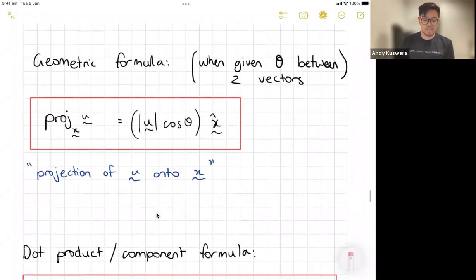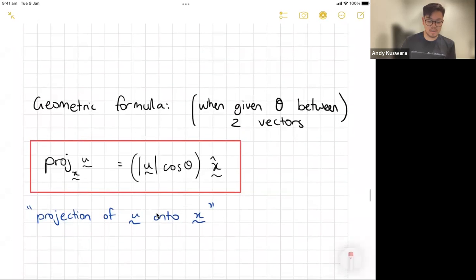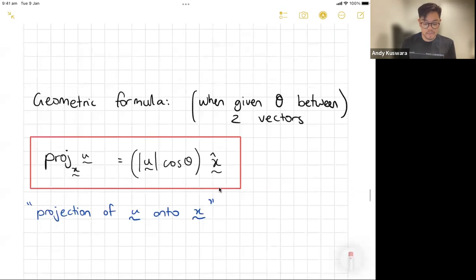You're given a geometric formula here, and I'm just going to put that on the screen. We would say that this is the projection of u onto x. Whatever you're projecting onto becomes your subscript. The projection of u onto x is going to be the length or the magnitude of u. It's not always going to be length; if we're talking about force, it's the magnitude. So we'll say magnitude times cos of the angle in between, multiplied by the unit vector of whatever you're projecting onto. This is a helpful formula.